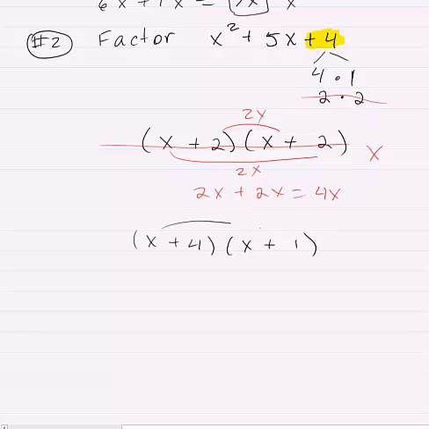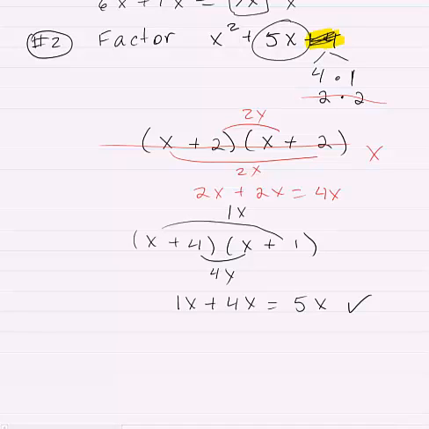So then the outer terms are 1x, the inner terms are 4x, and then you add the 1x and the 4x together, and here we go. You got the 5x, which you exactly want right here. Now the key here, please understand, when you start factoring the trinomial, you are always focusing on the last term right here, okay?